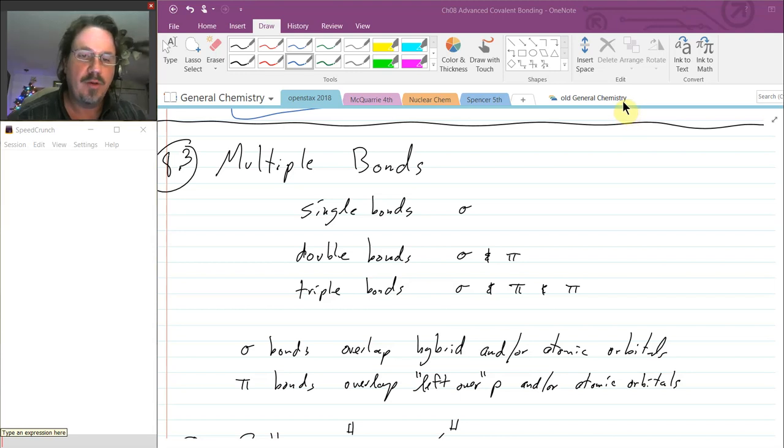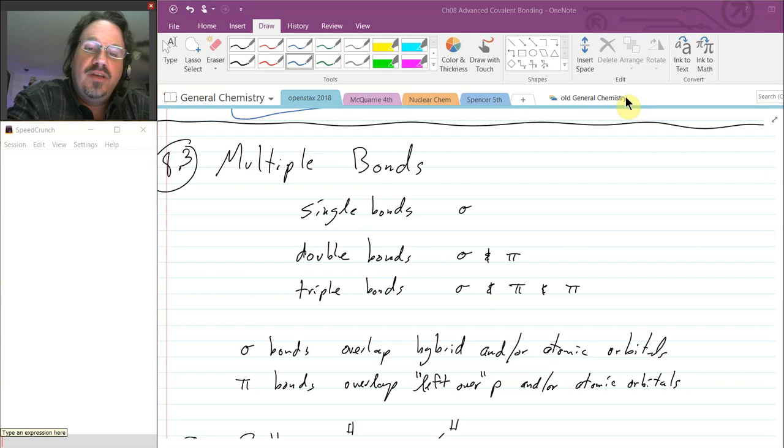Multiple bonds. And how do I work with multiple bonds with hybrid orbitals and valence bond theory? Well, let's recall first of all that multiple bonds are formed with two types of overlaps. You have sigmas and you have pi's. That's it. That's all we need. We don't need any more than that.